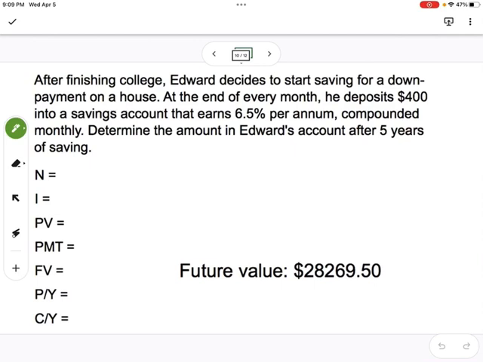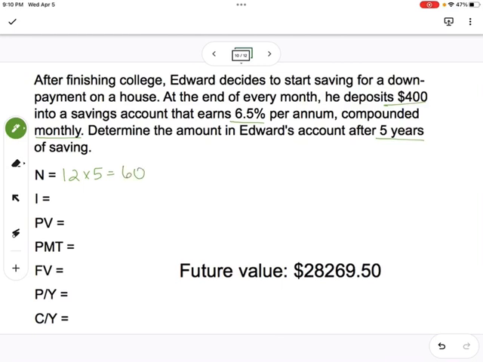What this tells us is that the regular payment being made is the $400. Our interest is 6.5, compounded monthly, so the compounding number here is 12, and it's going to be after 5 years. So our number of compounding periods is the monthly number 12 times our number of years, which is 5. So our N value is going to be 60.